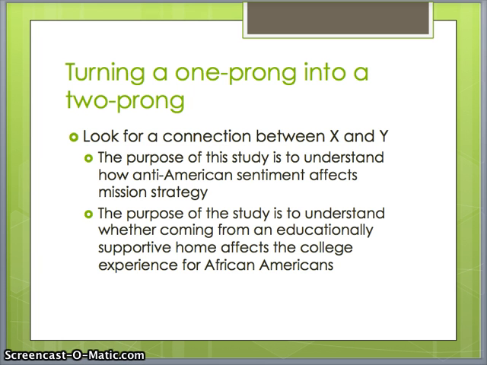So with my example of anti-American sentiment having 3 forms, I've turned it into a 2-pronged thesis by saying the purpose of the study is to understand how anti-American sentiment affects mission strategy. So you see, now I've looked at one phenomenon, anti-American sentiment, and its impact on another phenomenon, mission strategy. And so I'm looking for a connection between X and Y. That makes it more original. It's called a 2-pronged thesis, or I've called it that.